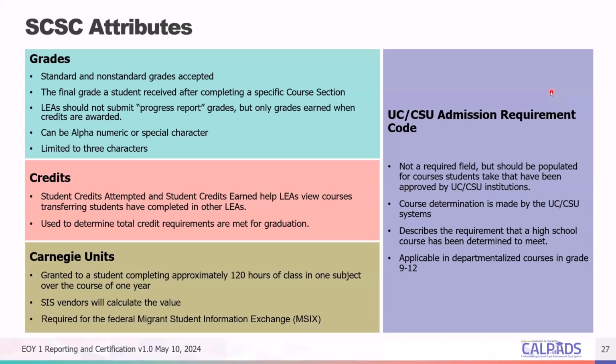So the coded values describe things like history and social sciences, English, mathematics, a foreign language, visual and performing arts. This is not a required field, but it should be populated for courses that have been approved by UC CSU institutions. And the field is only applicable for departmentalized courses in grades 9 through 12. So those are the key attributes or key fields in the SCSC record.